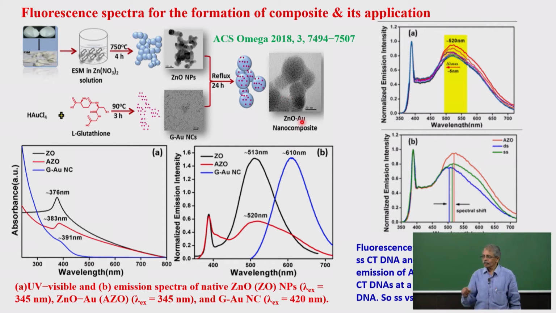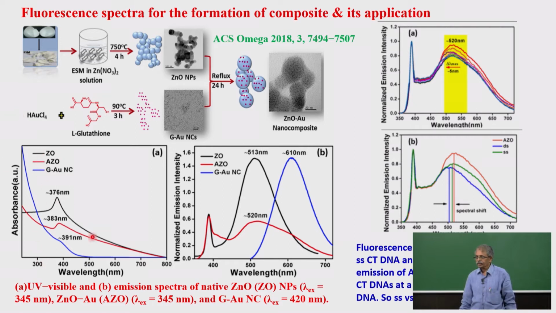You can call this ZO, and this is AZO, the gold-containing one. This is obviously a composite. This composite can help in a lot of applications, and that is what we are looking at. First, before we go to that application, let us look at how you find out this is ZO.